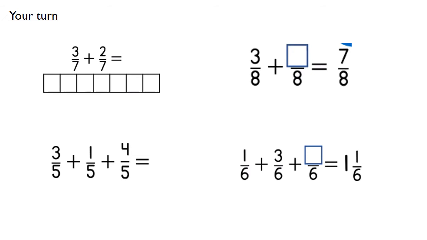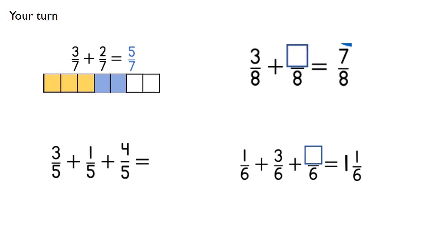Okay, so question 1, we have 3/7 and 2/7. What we're going to do is draw our 3/7 in yellow, but we need to add 2/7, so they are now in blue, and we can clearly see that altogether we have 5/7.